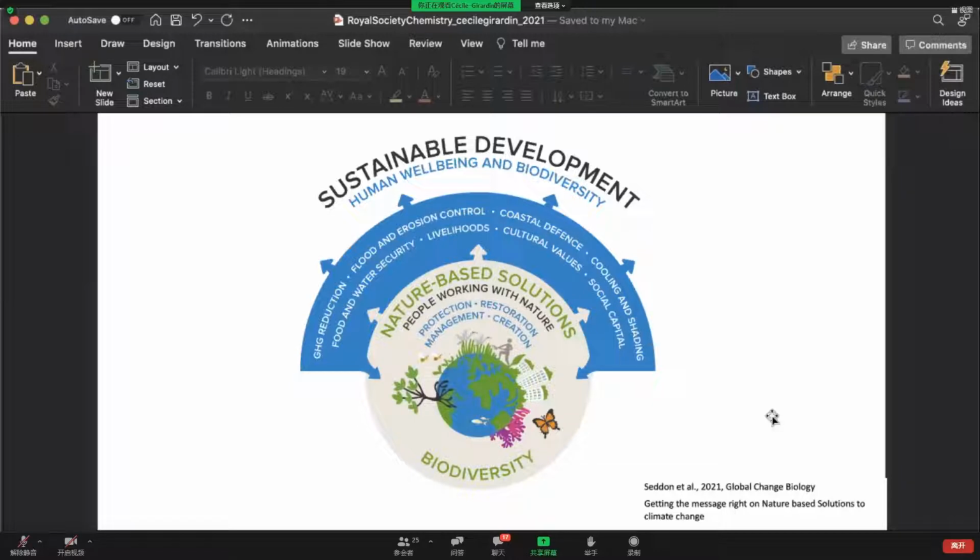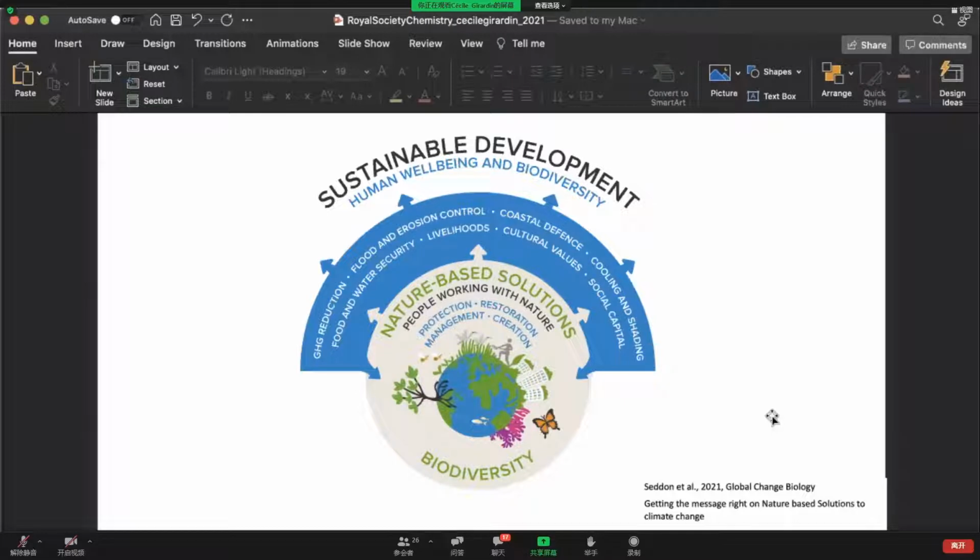To put it simply, nature-based solutions involve working with nature to address societal challenges. This is to provide benefits for both human well-being and for biodiversity. More specifically, we're talking about actions that involve the protection, restoration, and management of natural or semi-natural ecosystems, the sustainable management of working lands and aquatic ecosystems, and the creation of ecosystems in urban areas.